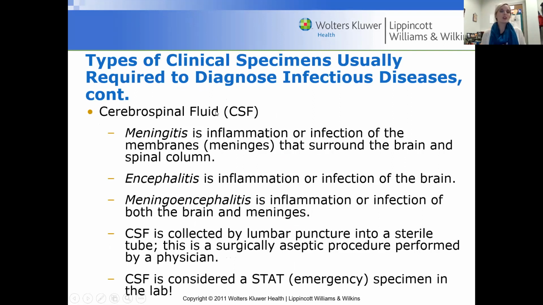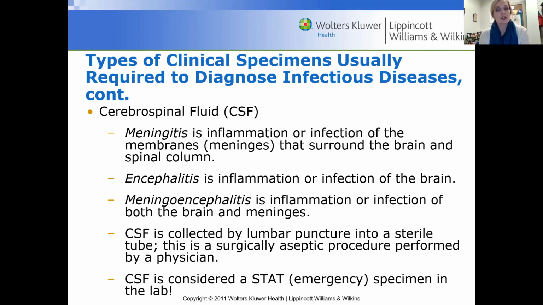Okay, another sample, cerebrospinal fluid. Cerebrospinal fluid is taken in the event that we may suspect meningitis, encephalitis, or meningoencephalitis. These are all illnesses that involve the nervous system. Meningitis is inflammation around the meninges, right? Your membranes that surround your brain and spinal cord. Hopefully you guys remember that from anatomy.